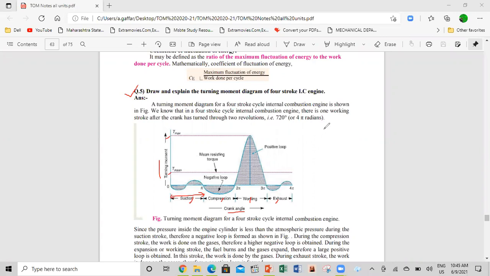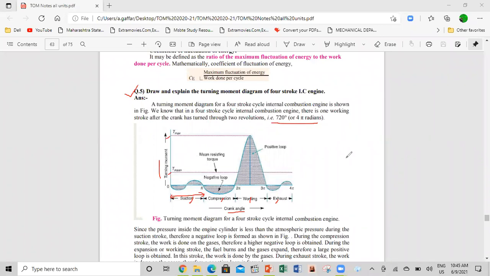In a 4-stroke IC engine, each stroke requires a 180 degree angle. So for completion of the 4 strokes, how much total angle do we require? 720 degrees, which means 4 pi radians. So for the suction stroke, 180 degrees; for the compression stroke, another 180 degrees; for completion of the working stroke, another 180 degrees; and then the exhaust stroke. So the total angle is 4 pi, which means 720 degrees.